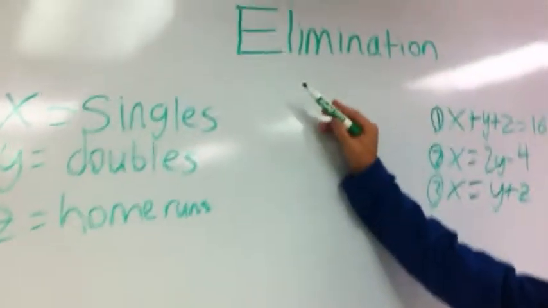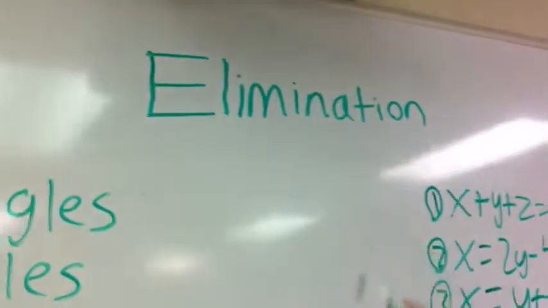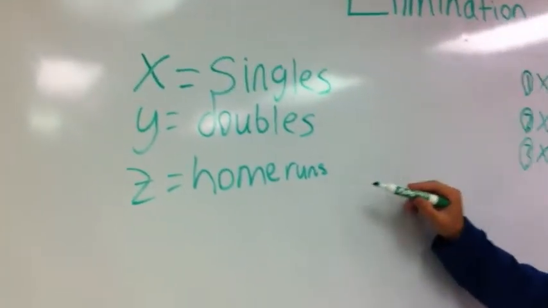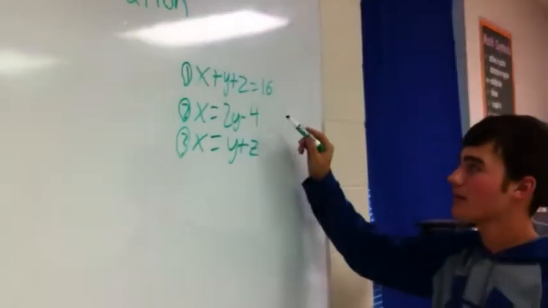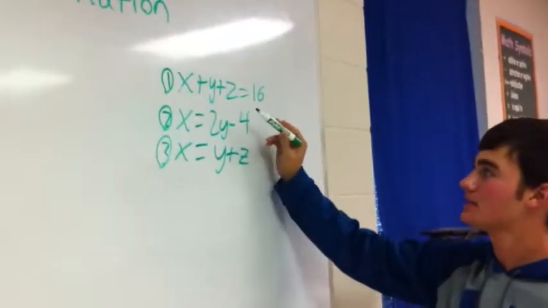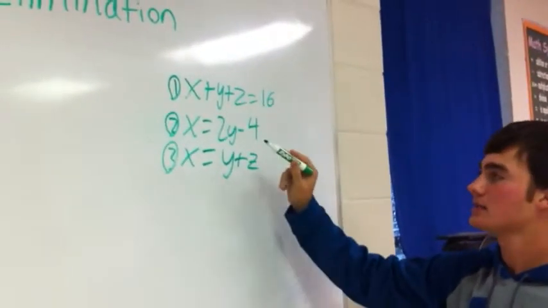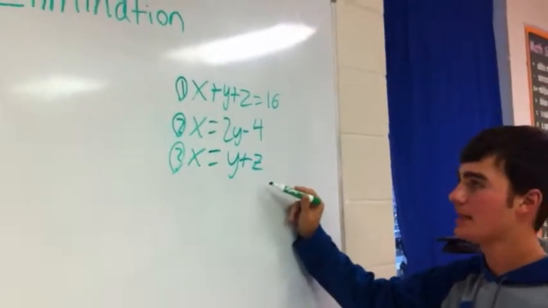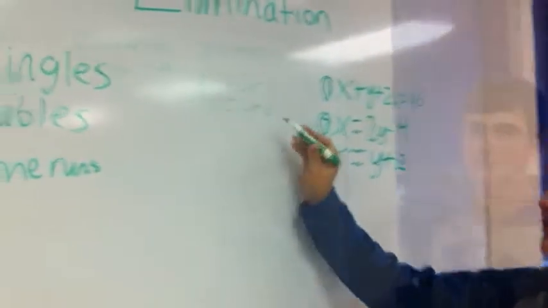Alright, so this is how we're going to solve the equation by elimination. Our x equals singles, y equals doubles, and z equals home runs. Our three equations are x plus y plus z equals 16, x equals 2y minus 4, and x equals y plus z. And now we're going to set up our first two equations.